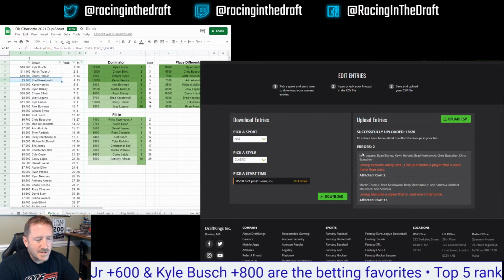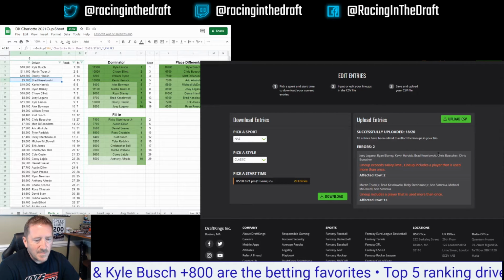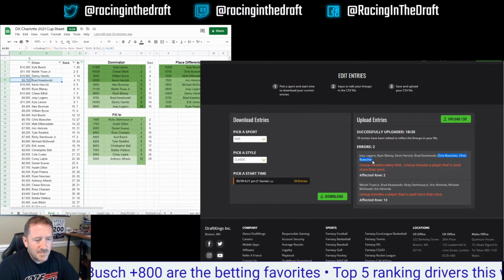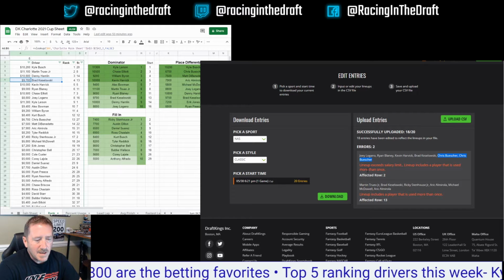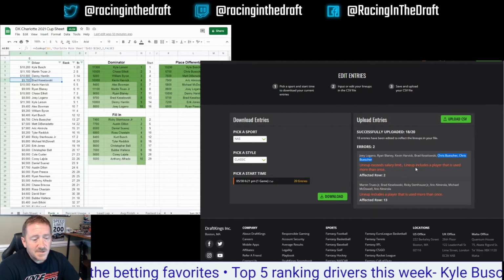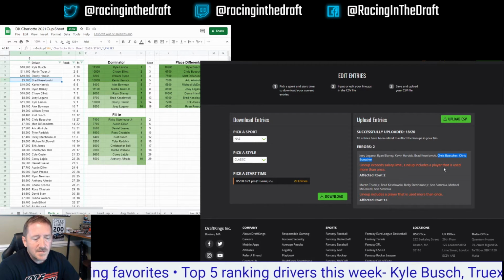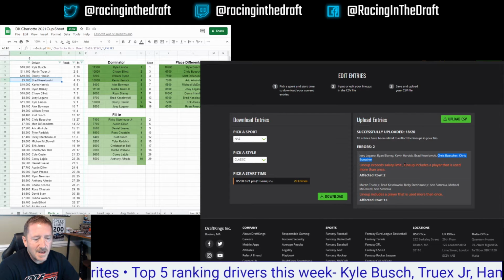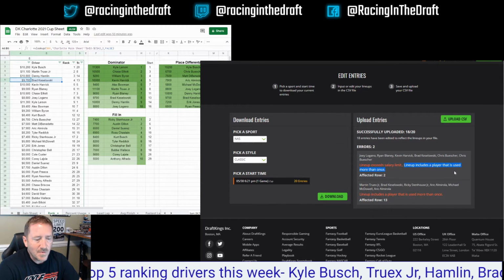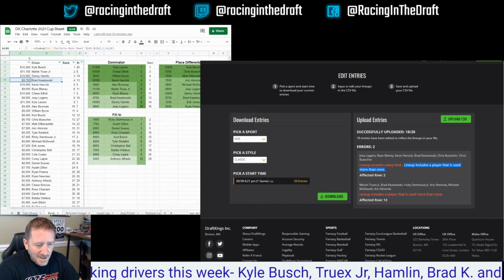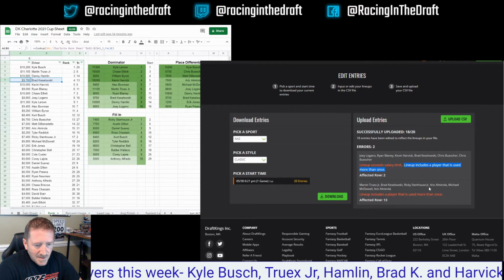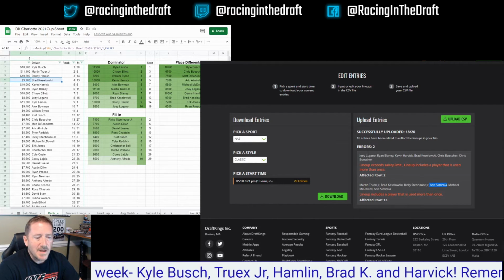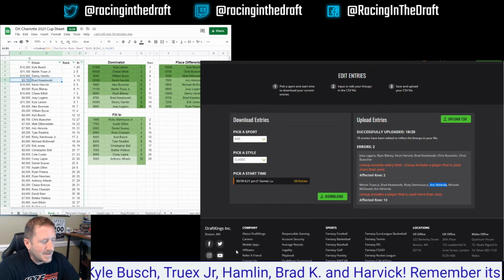So it tells us here that you've got multiple people in lineups. So Chris Buescher is in both, but also exceeds salary limit. So it will kick you out for salary limit, and also lineup includes player used more than once. Same thing here. Oh, that Eric Almirola twice. So I had done that. I didn't know if I had or not.